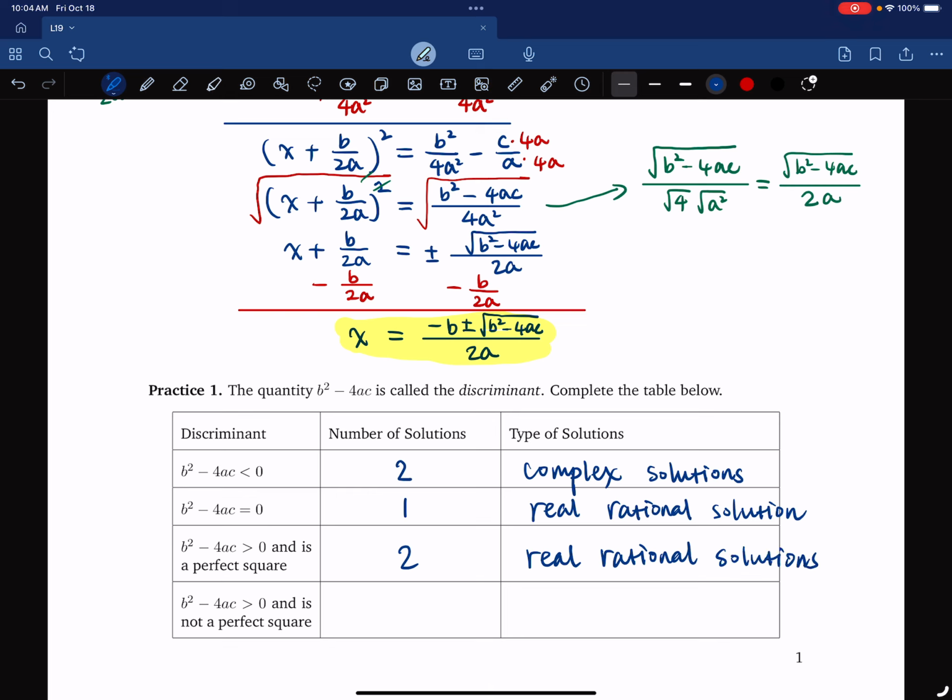Okay, last case. b squared minus 4ac is greater than 0, and it's not a perfect square. If it's not a perfect square, we cannot fully simplify this radical part in the quadratic formula. So we're going to have some radical left, but the number will still be real. So we will get two real irrational solutions this time. Irrational just means that we're going to have the radical sign.